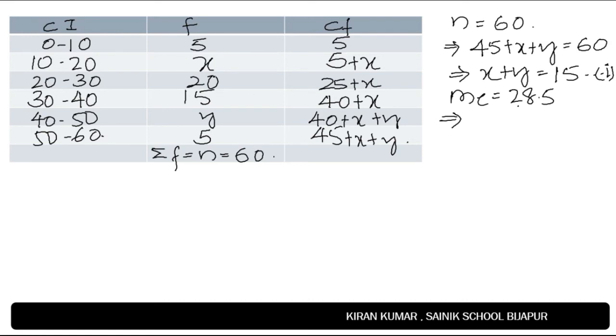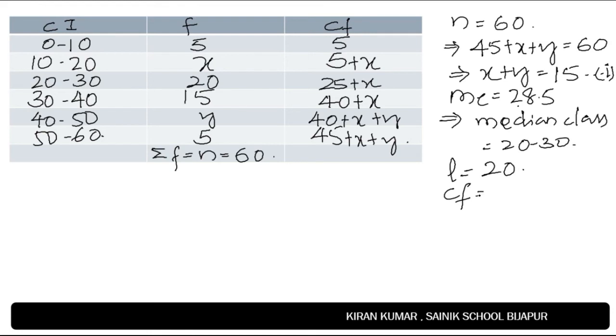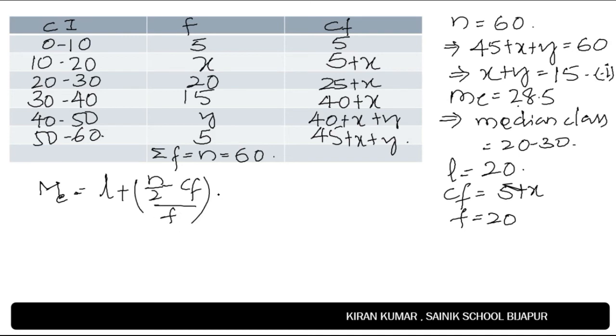That's the maximum frequency here, right? So the median class is 20 to 30. From this we have the lower limit is 20. The cumulative frequency of the class preceding this will be 5 plus x. Frequency of the median class is 20. So we can make use of the formula: median equal to L plus n by 2 minus the cumulative frequency upon the frequency multiplied by class size h.